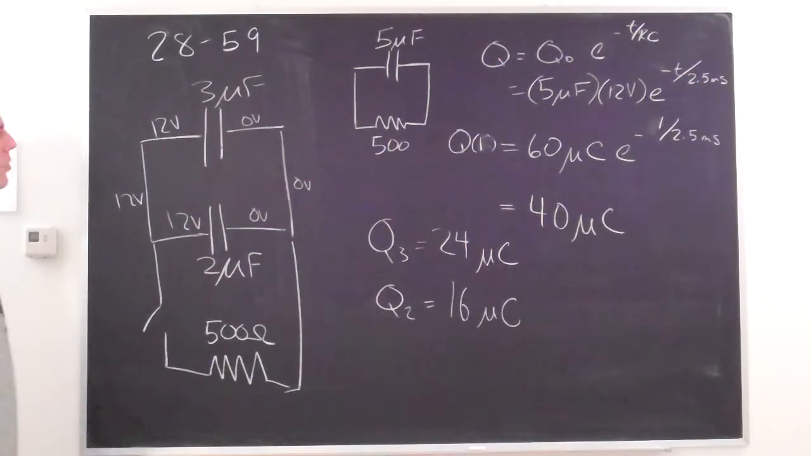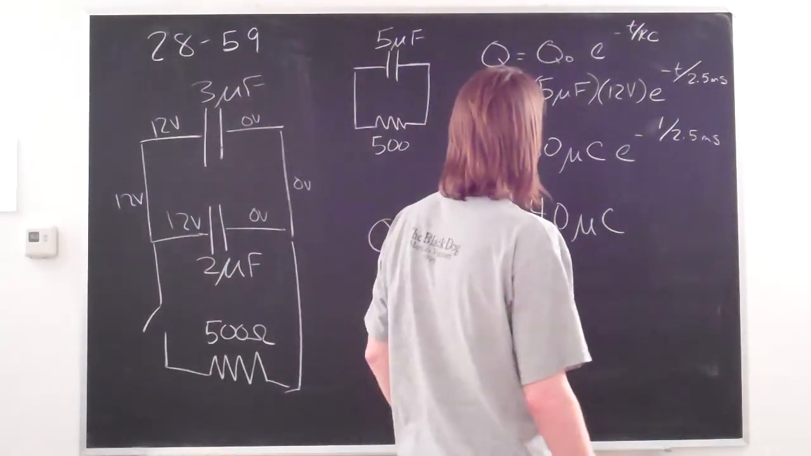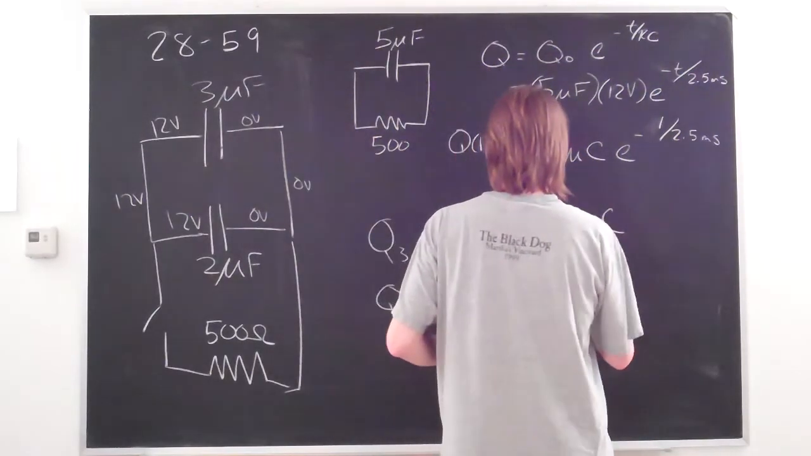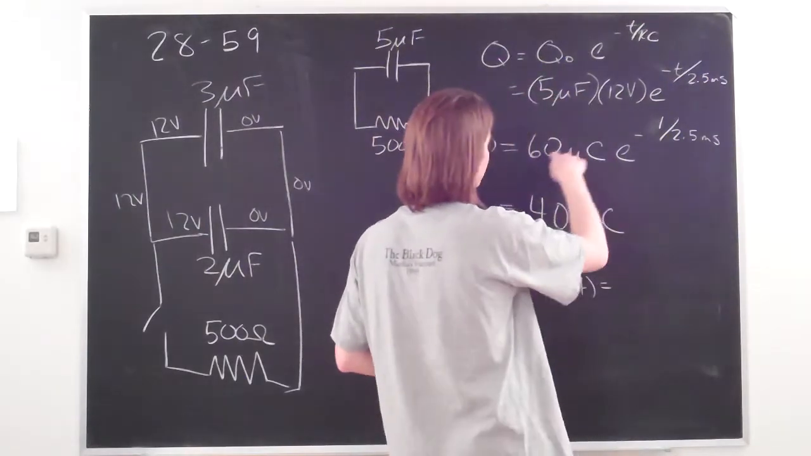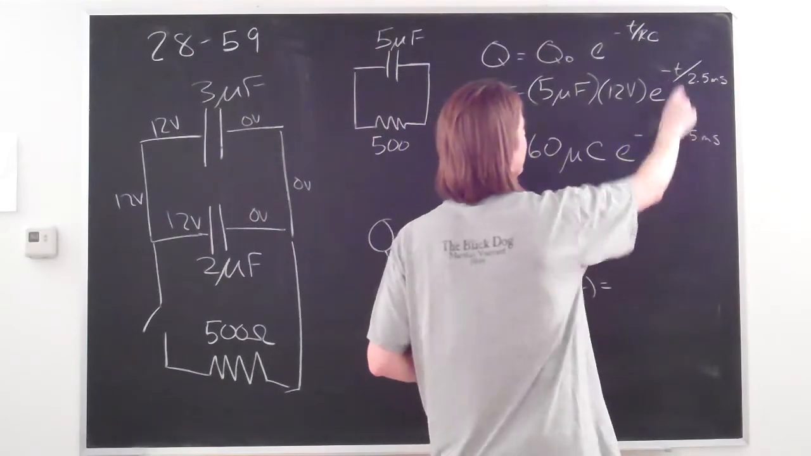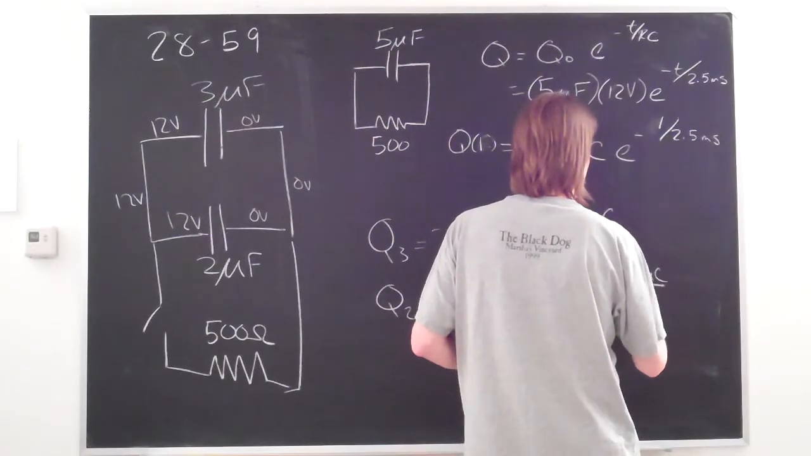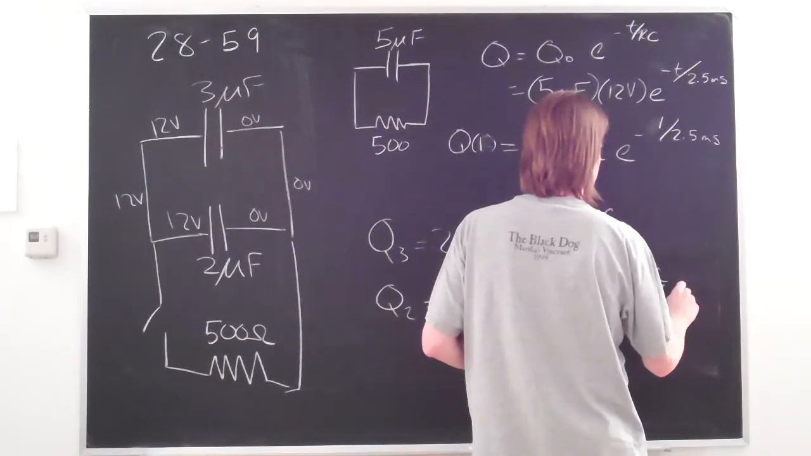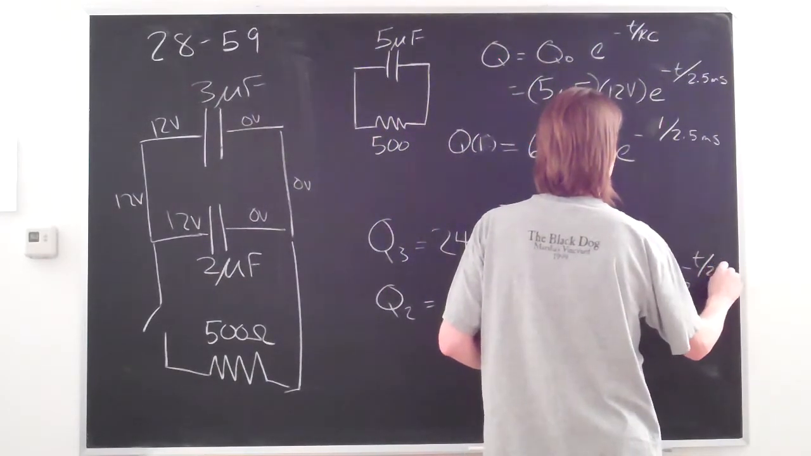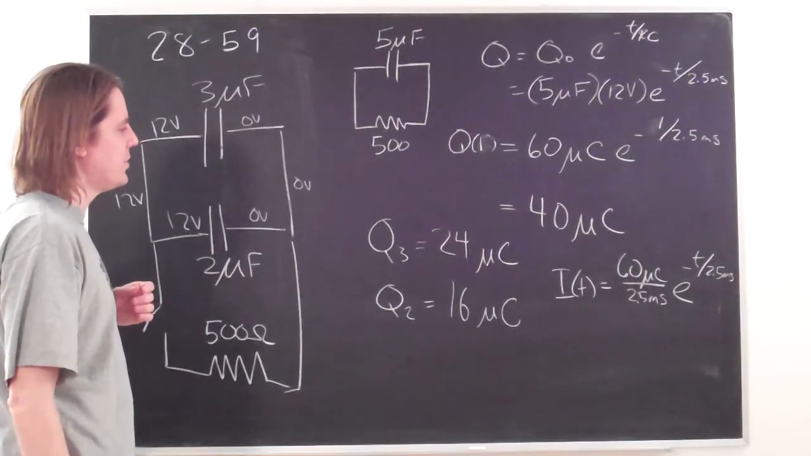The last question was the current in the 500 ohm resistor. For that, we just take the derivative dq/dt to get current. I as a function of time is 60 microcoulombs times 1 over 2.5, so it'd be 60 microcoulombs over 2.5 milliseconds, e to the minus t over 2.5 milliseconds. And that's your dq/dt.